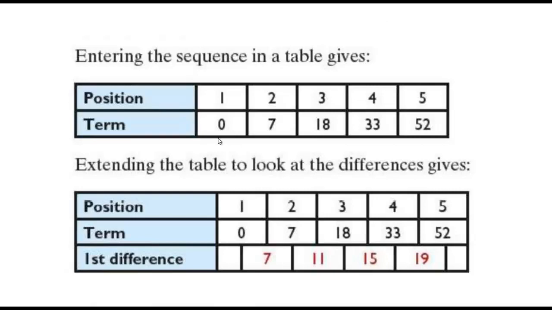Now we have to see the difference of each term. So the difference of the first two terms is plus 7, and the difference of the second two terms is 11. The difference of the third and fourth term is 15, and the difference between the fourth and fifth term is 19. The first difference is not constant. It keeps on increasing here.